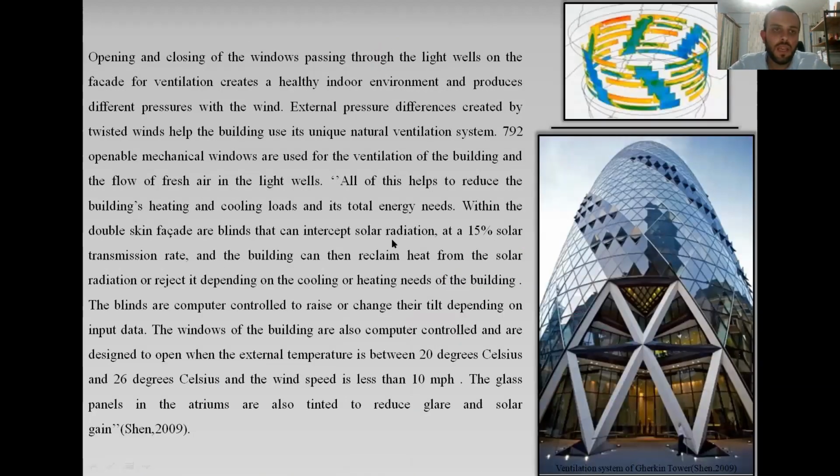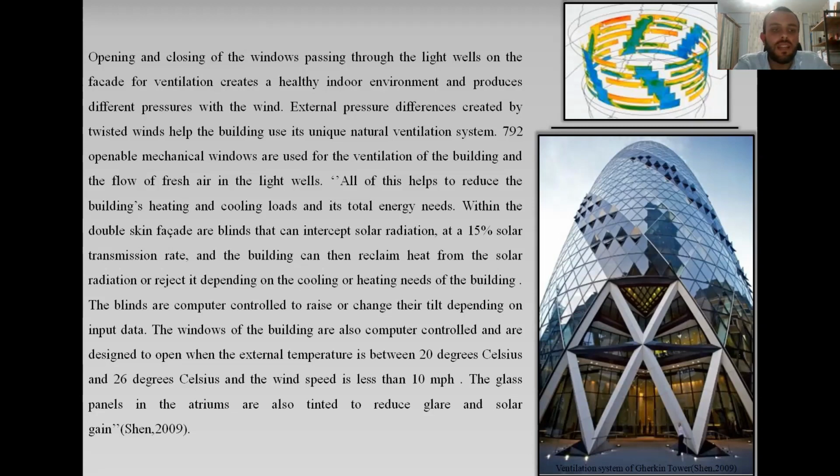Opening and closing of the windows facing toward the light wells on the facade for ventilation creates a healthy indoor environment and produces different pressures with the wind. External pressure differences created by the twisted wind help the building use unique natural ventilation systems.